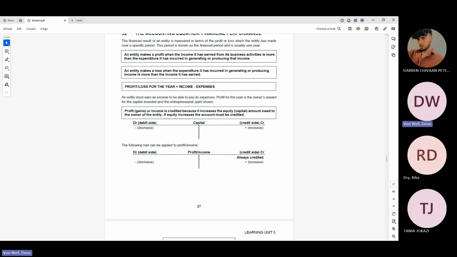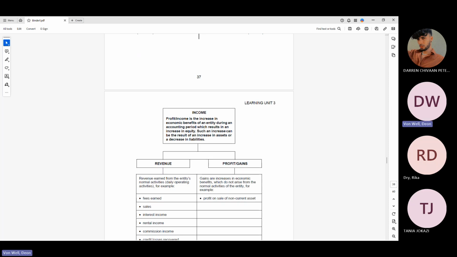Now, here we also say then a profit account or an income account will increase on the credit side and will decrease on the debit side. So my sales account is an income account. When I am selling and my sales increase, I must credit my sales. If my sales are decreasing, I must debit my sales.